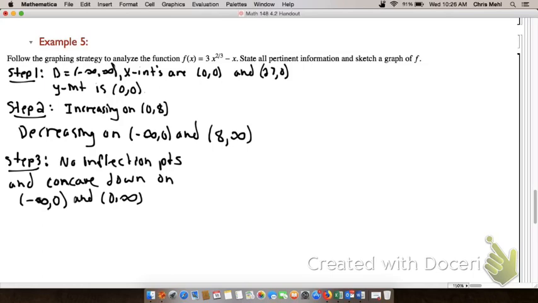Okay, so here's all our pertinent information. Step 1, we found the domain was all real numbers. X-intercepts are (0, 0) and (27, 0). Y-intercept is also the origin. Step 2, we found we're increasing on the interval from 0 to 8 and then decreasing elsewhere. There were no inflection points, and we also found that it was concave down everywhere except at 0, where the second derivative didn't exist. So again, the function is essentially always concave down.